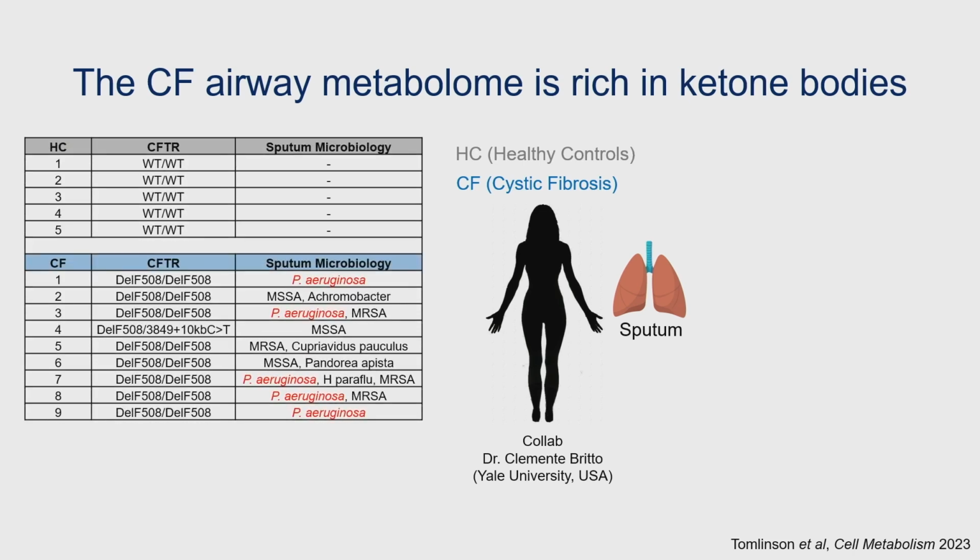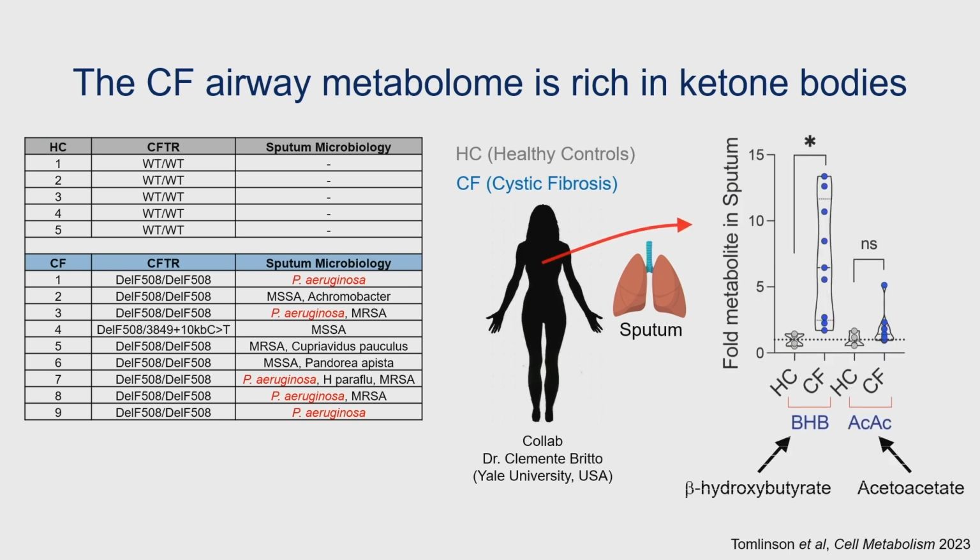The characteristic of most of the sputum samples from these people with cystic fibrosis is that most of them were infected with Pseudomonas aureus. So we wanted to do a correlation between the presence of these Pseudomonas and which metabolites are accumulated, and what is the role of that metabolic environment. After a very exhaustive analysis and bioanalysis, what we found is that there were particular metabolites enriched in the airway of people with cystic fibrosis. These metabolites were ketone bodies, such as beta-hydroxybutyrate, as you can see here.